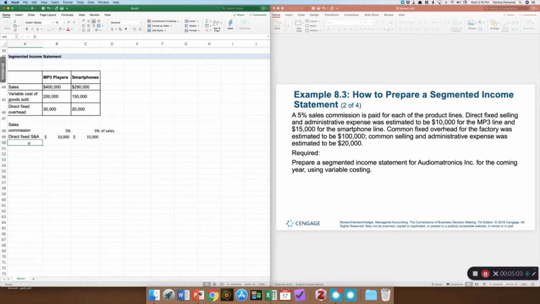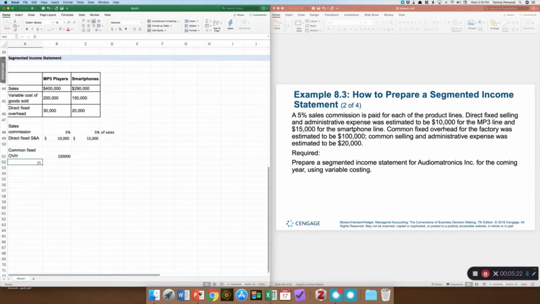Common fixed overhead for the whole factory. Let's get an empty line there. Common fixed overhead was $100,000. That's right. And common S&A was $20,000. Okay, so there's all our assumptions, and now we need to take those assumptions and turn them into an income statement with proper formatting. Right?